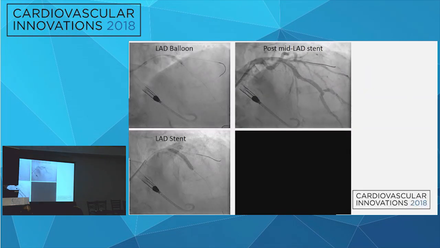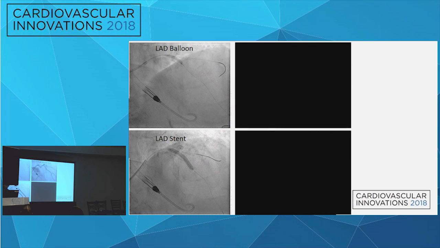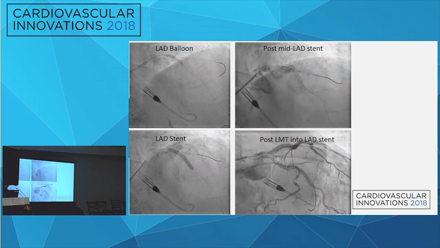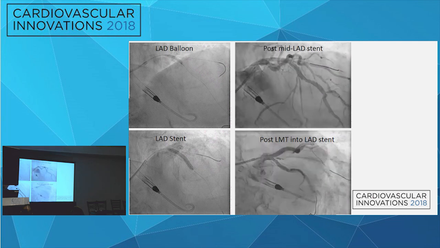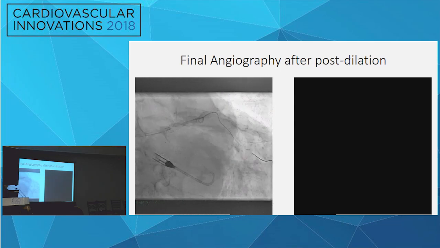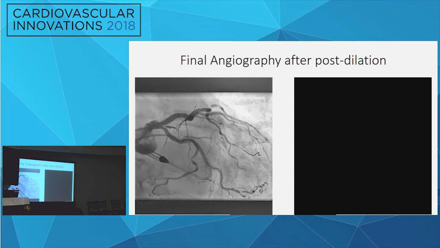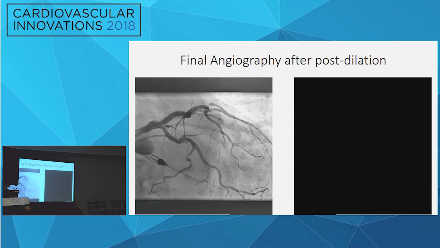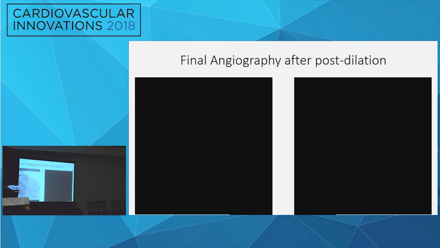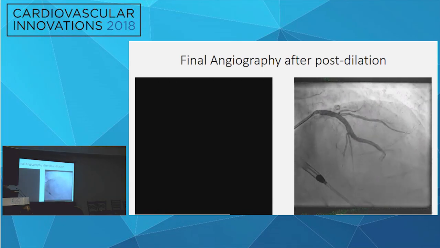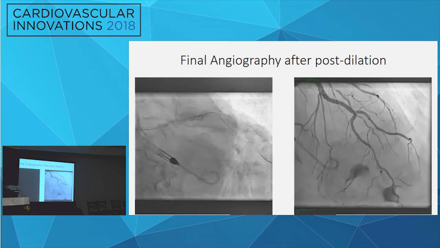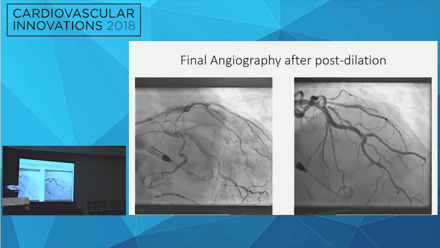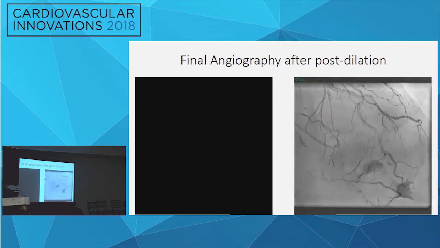I ballooned his LAD, stented his LAD, had a little bit of distal edge dissection there, and put another stent there. I stented the LAD into the main, and then post-dilated the ostial LAD and the mid-LAD, and then post-dilated with a 6.0 balloon in the left main, and opened the side branch of the circumflex. And this is our final angiogram. I left that ostial diagonal stenosis. I felt like that was reasonably medically managed.